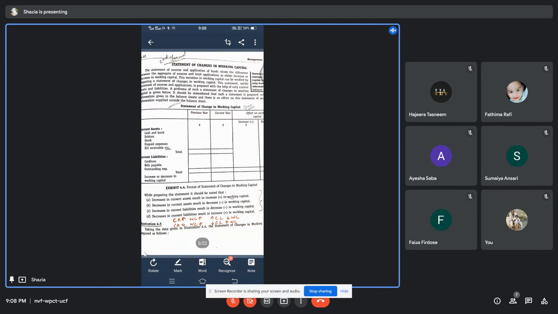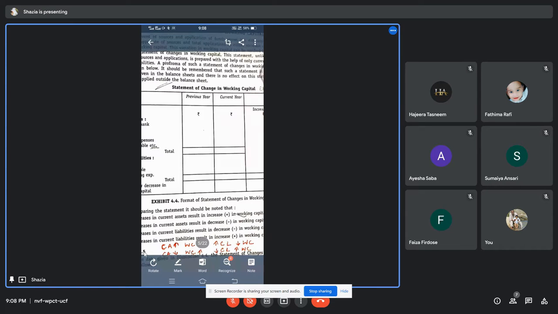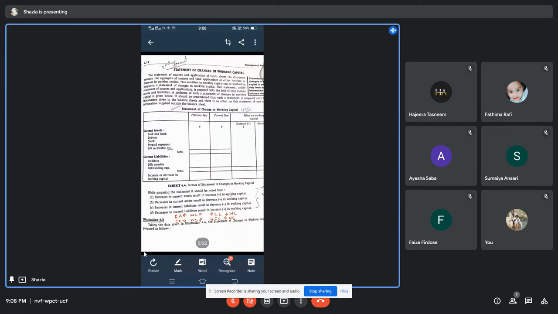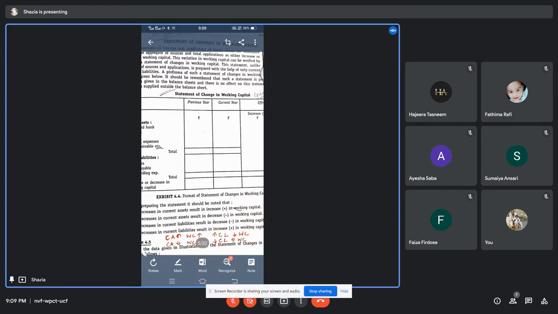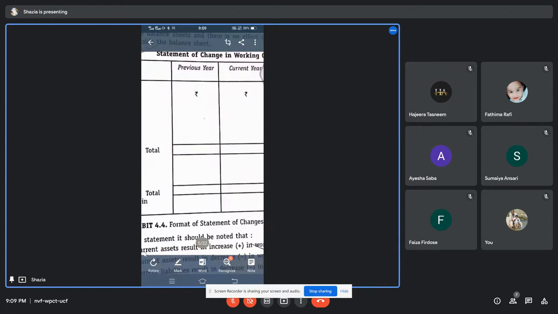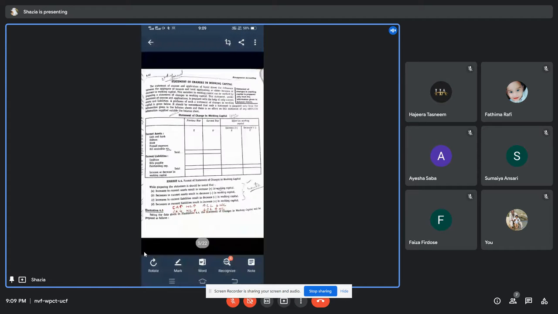You have to compare the previous year and the current year and see which asset is increasing. Always consider the current year, whether it is increasing or decreasing. If it increases, take the difference. For example, previous year it is 10 rupees, current year it is 20 rupees. The current year is higher. What is the difference? 20 minus 10 is 10. Now you've got a positive answer. Where are you going to take it?